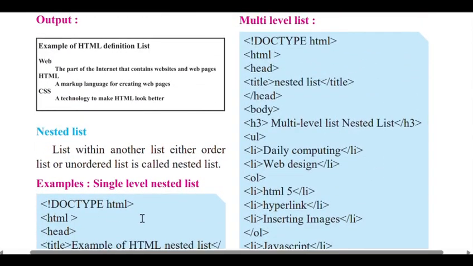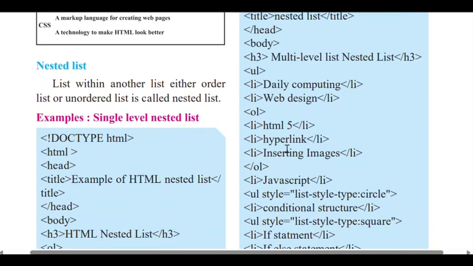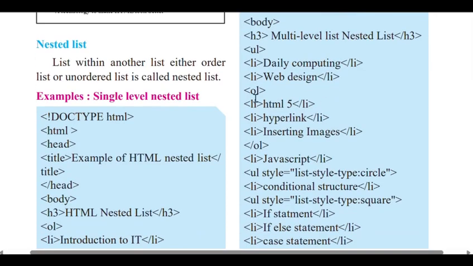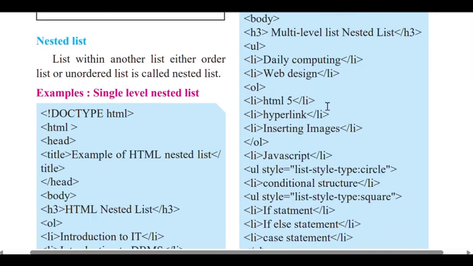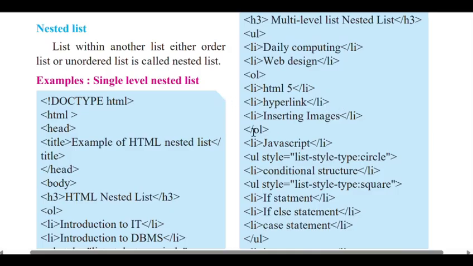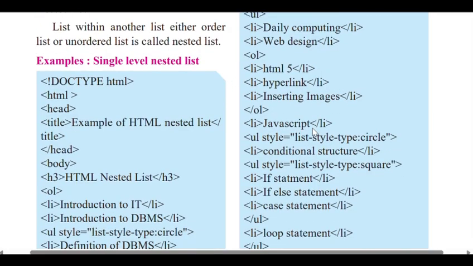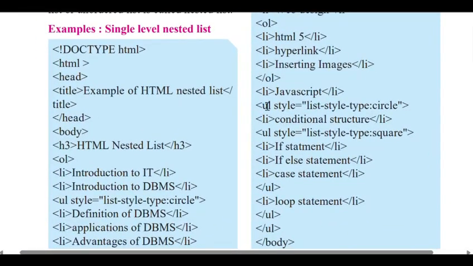Now we have example 2. This is a multi-level list. Now we have seen single level, we are going to see the multi-level. Doctype HTML, head, title nested list, title close, head close, body open. Under body we are using heading 3, multi-level list, nested list. Heading 3 close. After that we are starting the UL tag, that is unordered list. Under the unordered list we are taking list tags: daily computing, web design. And after that we are starting the OL tag, that is ordered list. HTML5 hyperlink, inserting images, list close. And we are closing the OL tag here also.